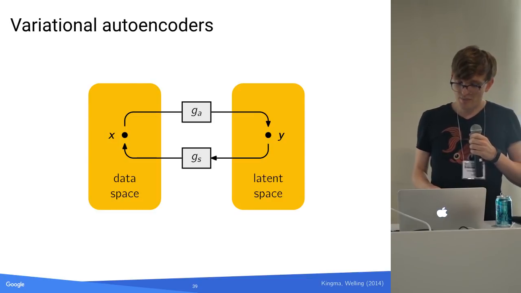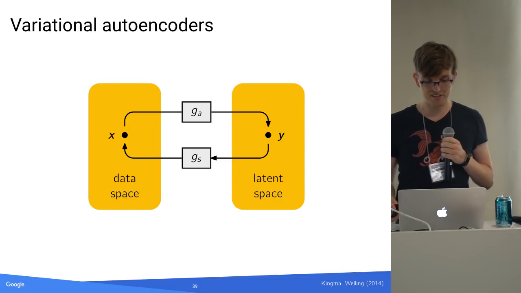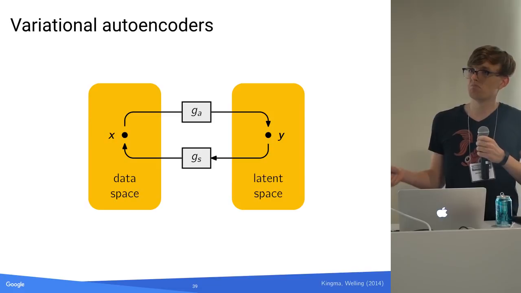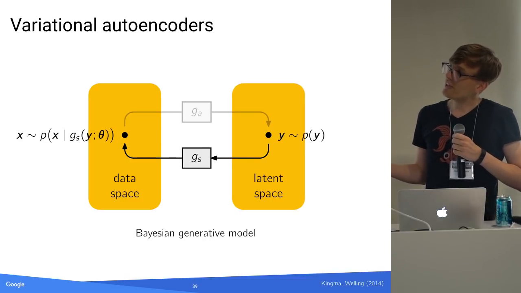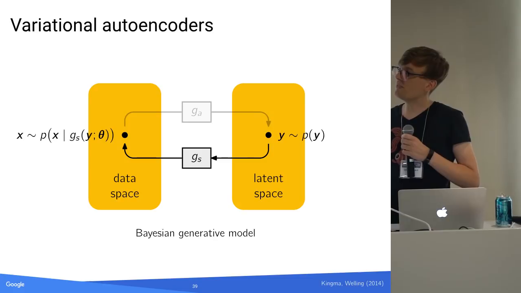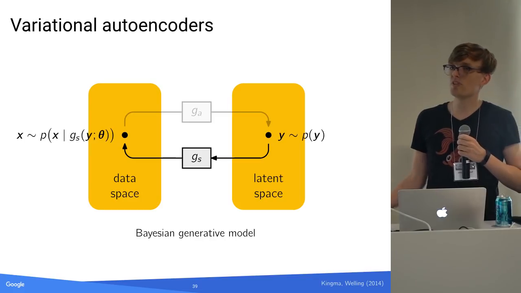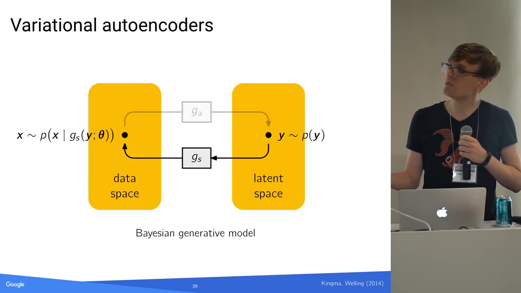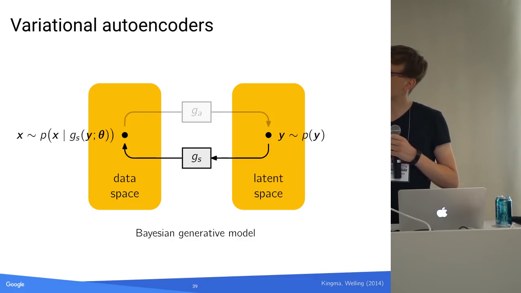A more recent concept is the variational autoencoder. That's a model that combines ideas from the autoencoder with variational Bayesian inference. Or if you will, it augments the autoencoder with a probabilistic setting. If you go in one direction from the latent space to the data space, then you have a Bayesian generative model. So basically, you're assuming that your latents are distributed according to some prior P of Y. And then the data is assumed to follow a distribution that is conditioned on that representation. And typically, it's conditioned on a transformation of the latent space with a neural network.